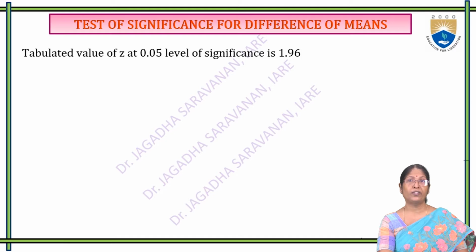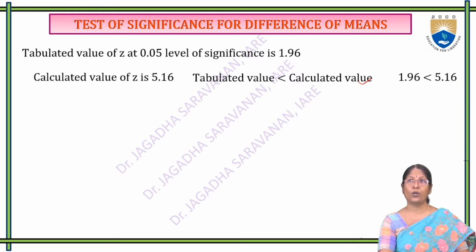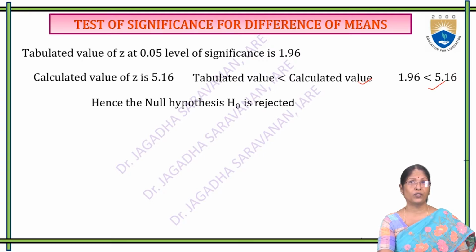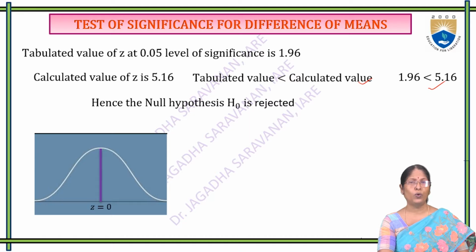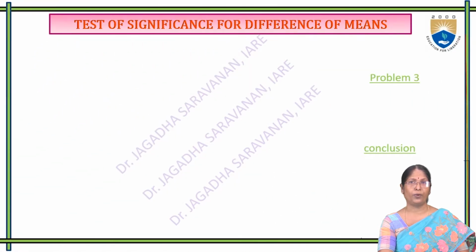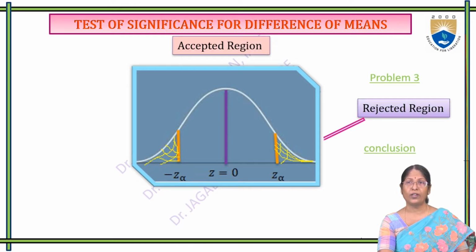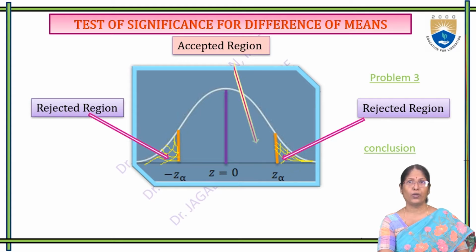So the tabulated value of Z at 0.05 level of significance is 1.96. The calculated value of Z is 5.16. The tabulated value is less than the calculated value, 1.96 is less than 5.16. Hence the null hypothesis is rejected. Our normal curve with a symmetrical line is ready, and we plot the two-tailed graph with two vertical lines at minus Z alpha and Z alpha. The final graphical representation shows the accepted and rejected regions with marked arrows.